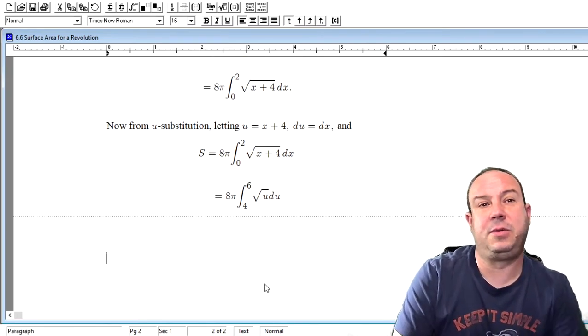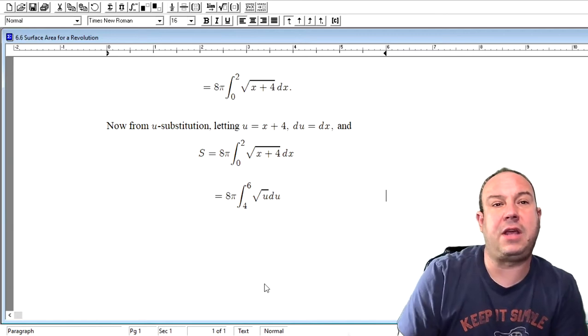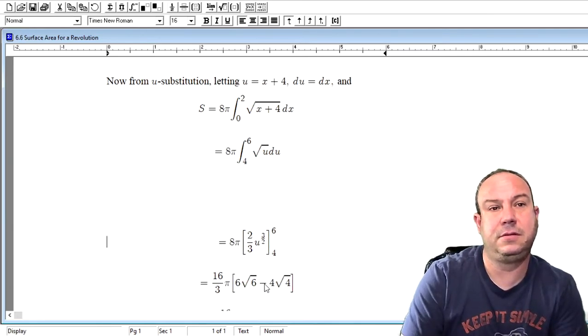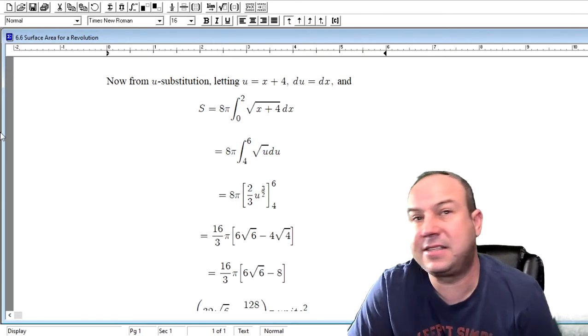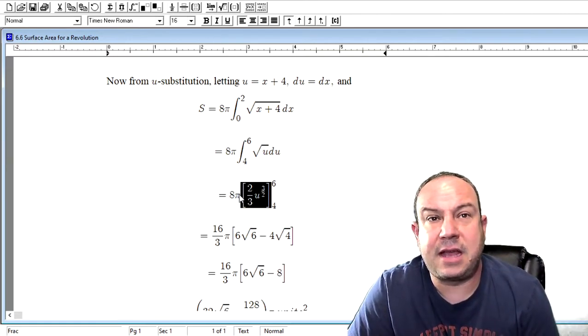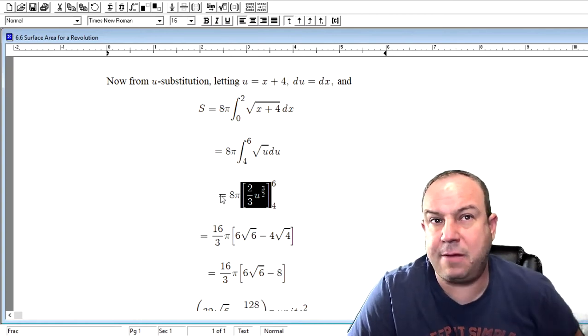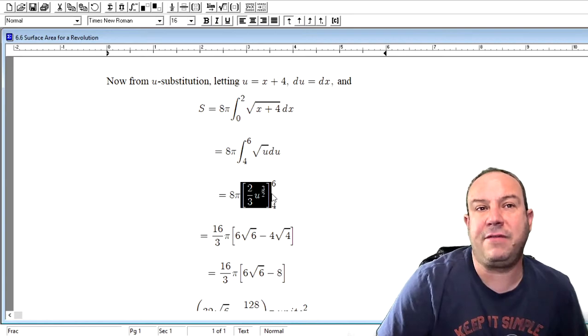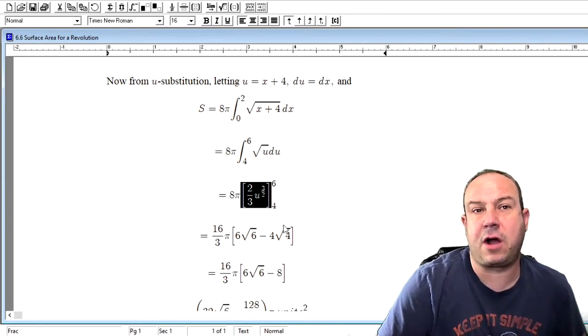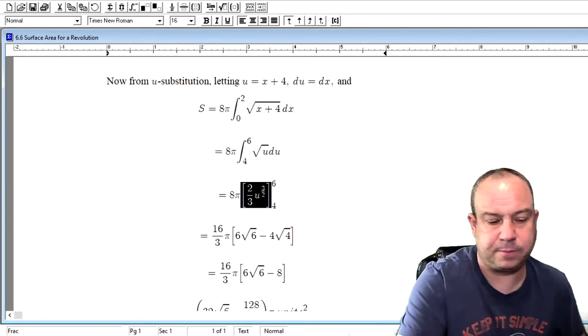Right? So it'll be 2/3 u to the 3/2 power, which will be our antiderivative, and you can see that inside the brackets here. That 2/3 is a constant multiple. We could bring that out and multiply that by the 8 pi, 16 pi over 3. But then we evaluate that u to the 3/2 across those bounds, folks.